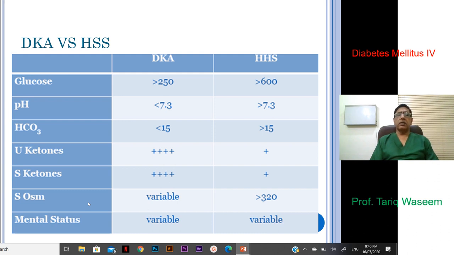Rarely, some mild ketones may be positive even in the hyperosmolar state. The same is the case with serum ketones. Plasma osmolality, if you calculate it, is always more than 320 in HHS, whereas it can be variable in DKA. Similarly, mental status can be altered in both situations, but it is more likely to be affected in hyperosmolar states.